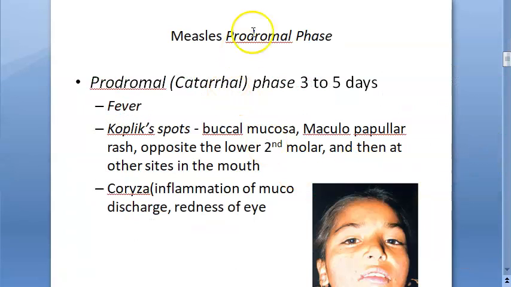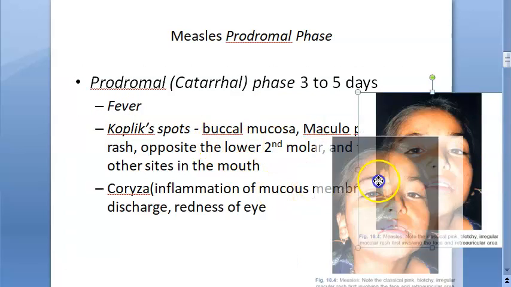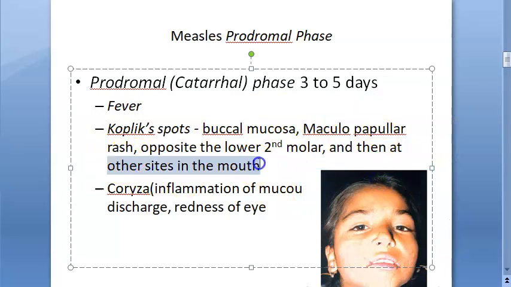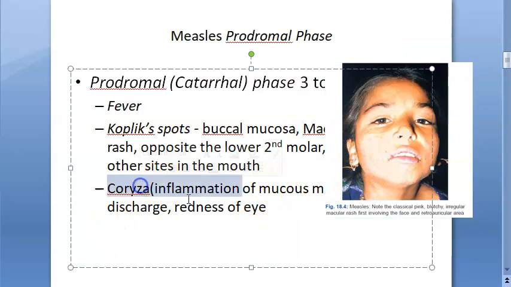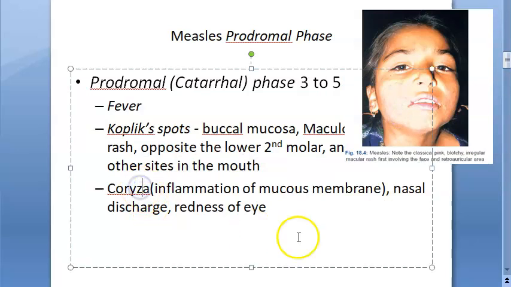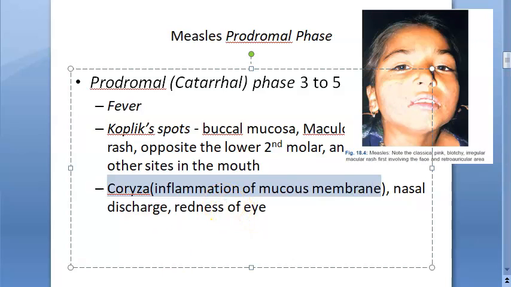So let's look at this. Prodromal phase. So catarrhal phase, so mucous membrane is affected, is it? So here the person can have fever, Koplik spots, buccal mucosa we told you, maculopapular rash, opposite the lower second molar and then other sites in the mouth. So remember, Koplik spots in the mouth. And also you can see rashes behind the ear, retroauricular they said, right? Then there can be coryza. Coryza is inflammation of the mucous membrane. We told you mucous membrane is affected.